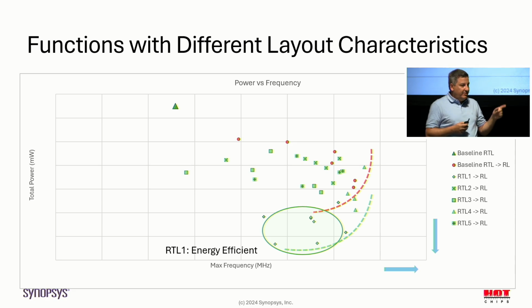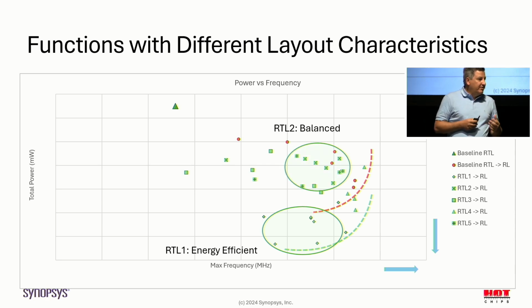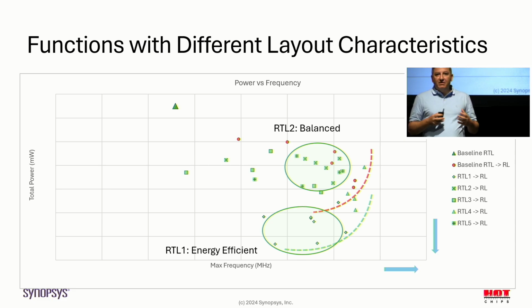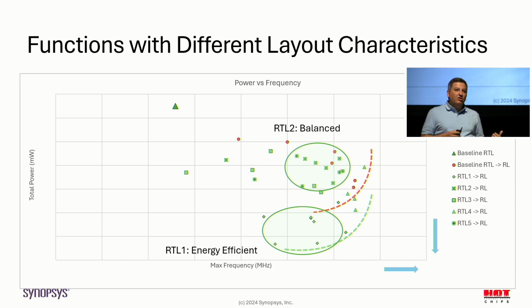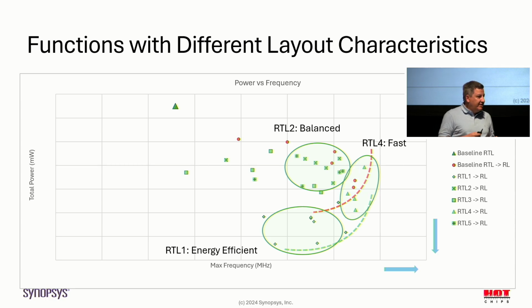So the little triangles on the bottom left, those were RTL variants that clearly exhibited more energy-efficient behavior. Here in the center, we have RTL that was neither here nor there, but is what I'll call balanced, meaning that it gave us a very nice spread of results. And as you'll see in a moment, when I bring in other metrics, it is actually giving us some really good, robust solutions. And then I have the RTL4 here on the right, which is capable of pushing the envelope further when it comes to frequency.